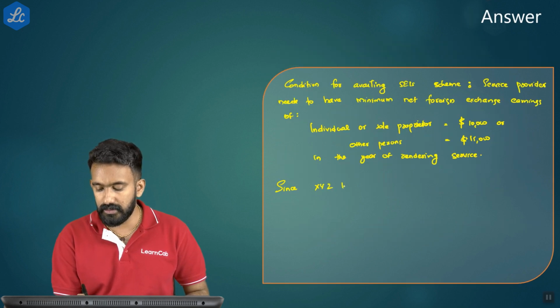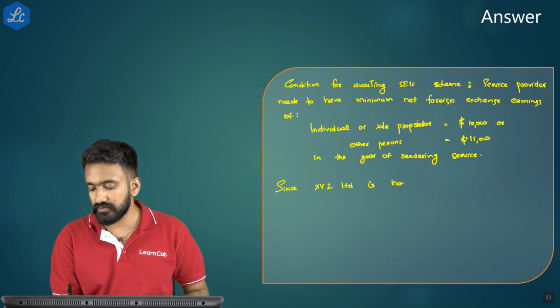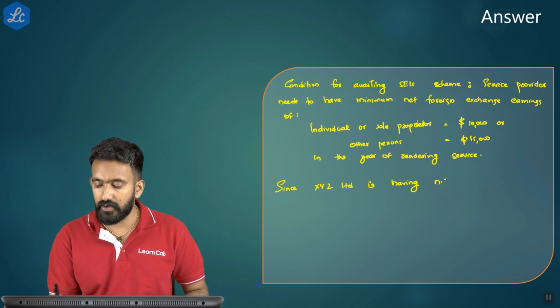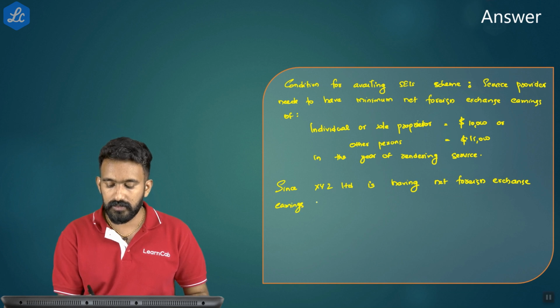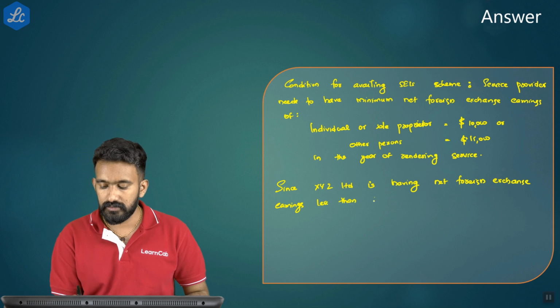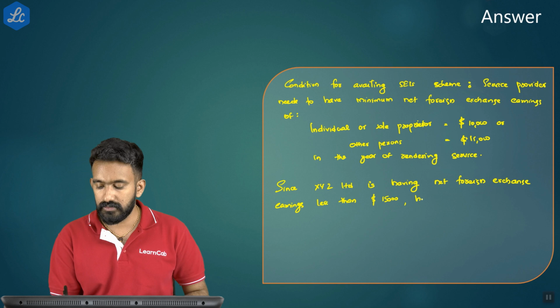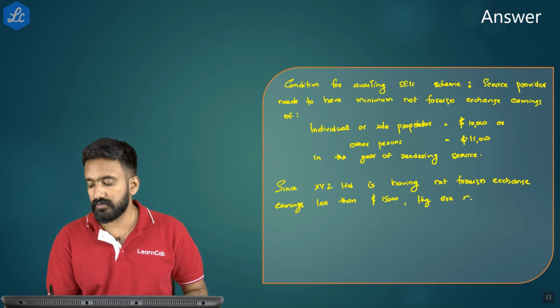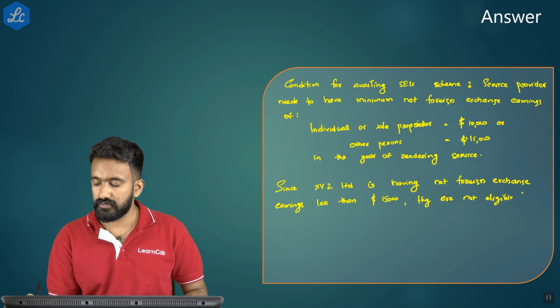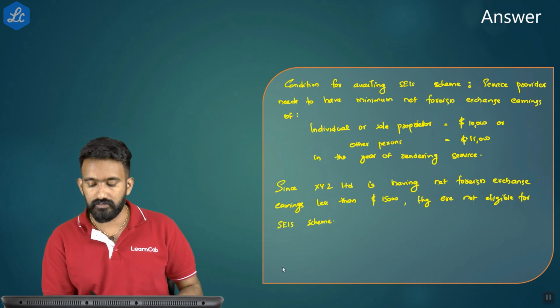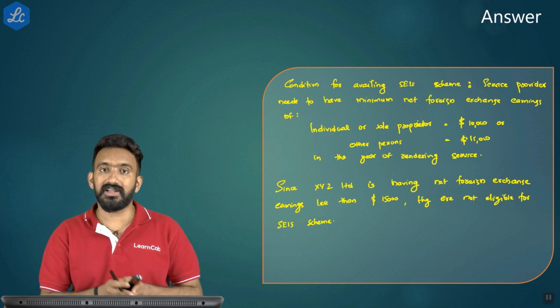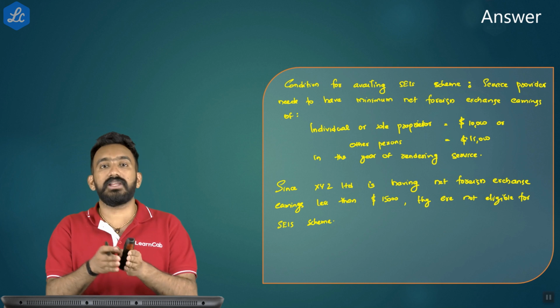Since XYZ Limited is having net foreign exchange earnings less than $15,000, they are not eligible for SEIS scheme. This is the conclusion. They have only $14,000. They need to minimum have 15,000. But if they were an individual, $10,000 would have been fine.